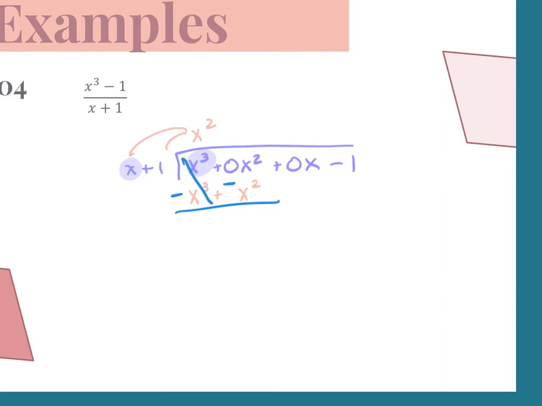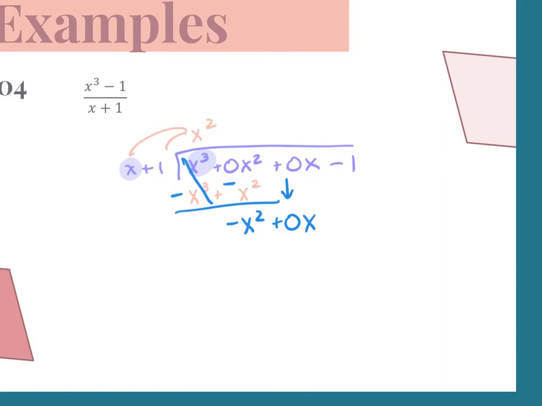I'm just confused at the beginning. So you're multiplying both times. You always multiply both. Whatever's in the top, you always multiply times both. Okay. Yep. And then I have a 0x squared minus an x squared, which means minus x squared. I bring down the 0x.